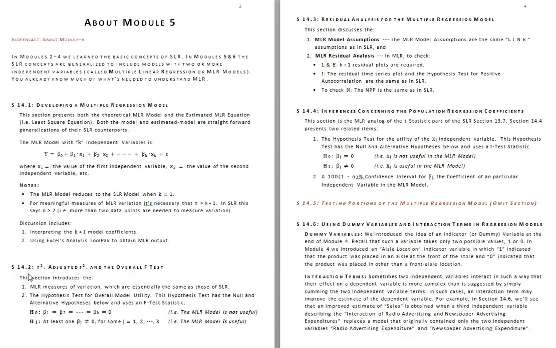In section 14.2, multiple linear regression measures of variation are introduced. These are predominantly the same measures of variation as those of simple linear regression. For example, we'll see SSR, SSE, SST. We'll see the coefficient of determination, R squared, and so forth.